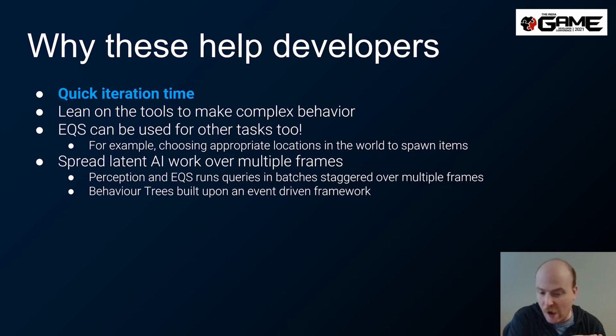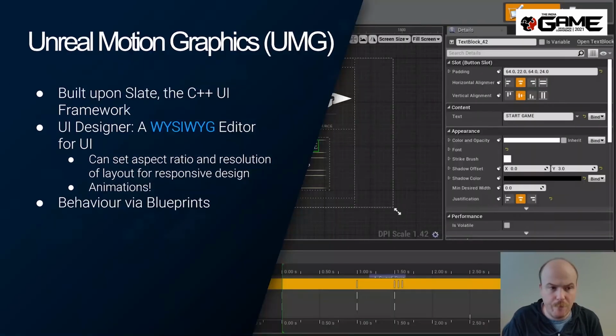And EQS as well is not just for finding where cover is or something like that. It can be used for other tasks too. For example, spawning an item in the world. Where's the best spot to put this based on abstract logics? Additionally, we're able to spread latent AI work over multiple frames. And this is really great. This is inbuilt in the perception and EQS system, as well as the behavior tree being built on an event-driven framework, which means ultimately using all these things together, you're still going to end up with a very performant game, despite the use of strong and complex AI.